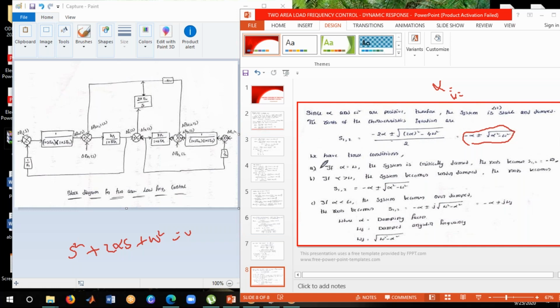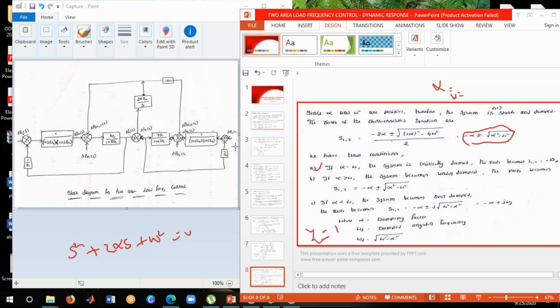The first one is if alpha is equal to omega. What will you get? Here a minus value, so the system is critically damped. The roots become s1,2 equal to minus omega. This is the condition for critically damped. Generally, how do we denote critically damped? Based on zeta. When critically damped, what is the zeta value? 1, sir. Right. When it is equal to 1, it is called critically damped.